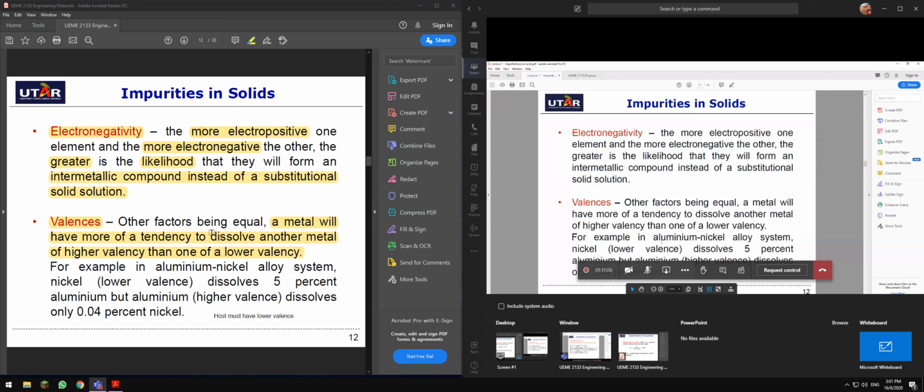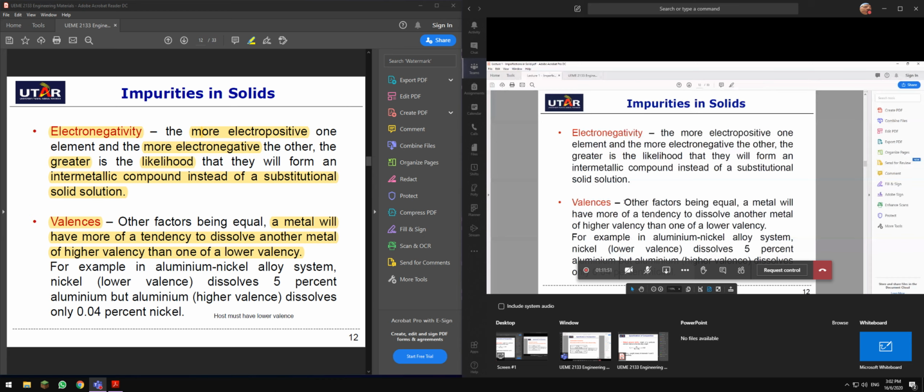It's a mixture of two materials. When nickel acts as a host, nickel has a lower valence, it can dissolve 5% of aluminum. Nickel as host means that the weight percentage of nickel is higher than aluminum. It can dissolve 5 weight percent of aluminum. However, when aluminum acts as a host, where the weight percentage of aluminum is higher than nickel, it can only dissolve 0.0% of nickel.